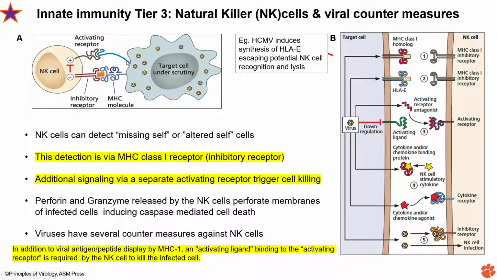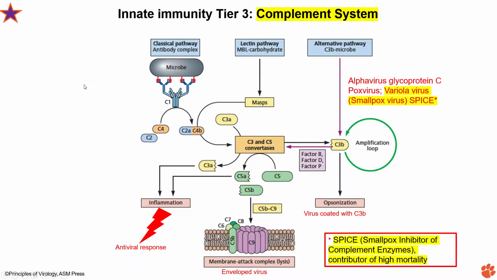So this is the activating ligand from the target cell, and this is the activating receptor from the NK cells. This is required in addition to the MHC1, which is showing the viral peptide to the inhibitory receptor of the NK cells. All right. So after that, a very straightforward question from the complement system.